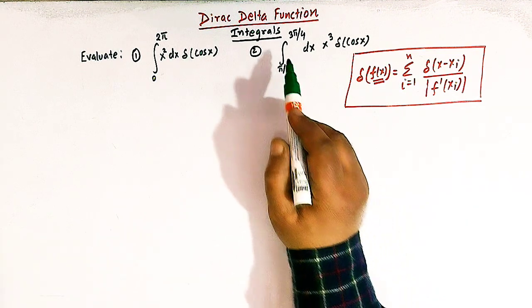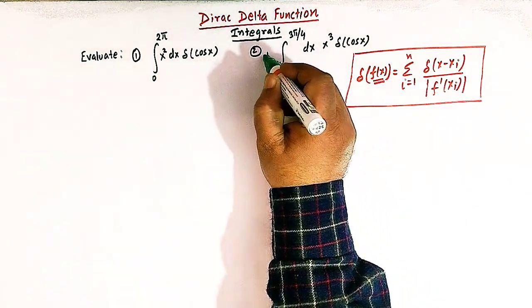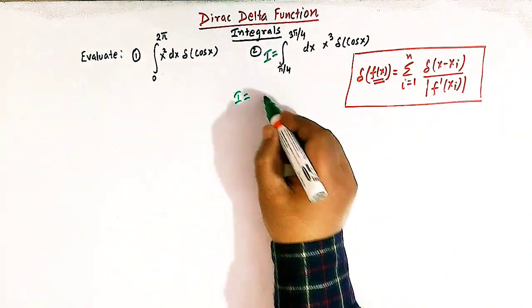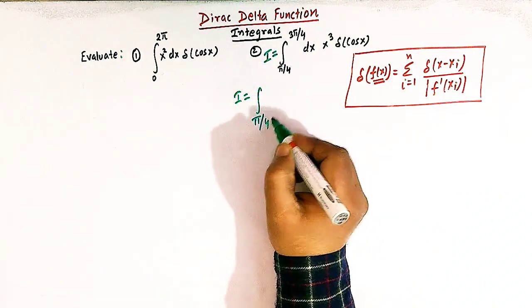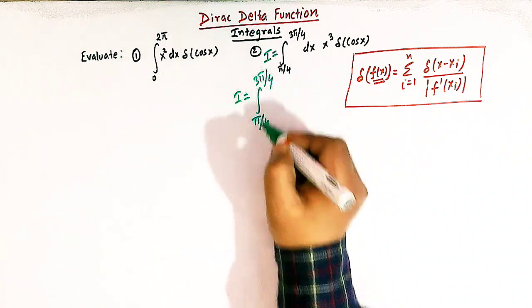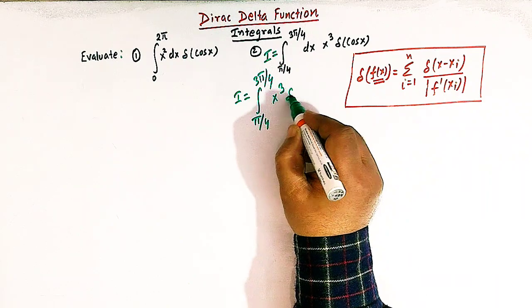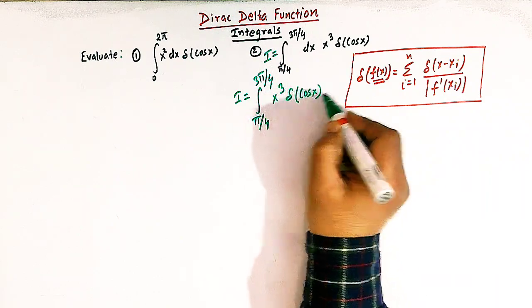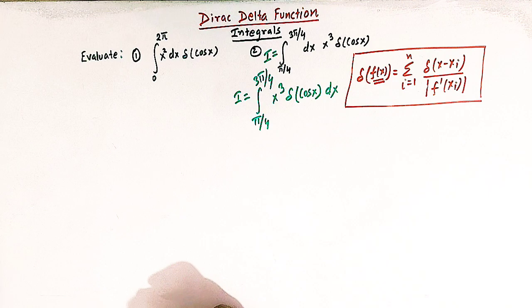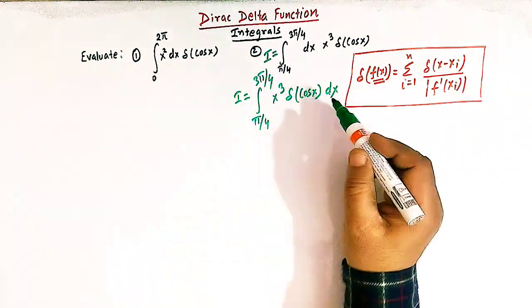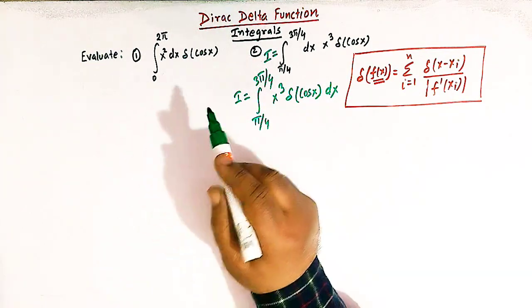So now let us consider this integral. Let us rearrange the terms here. So we have pi by 4 to 3 pi by 4, and here we can write x cube, then we can write delta of cos x, and here we have dx. What we have done in the first integral, we will follow the same steps.